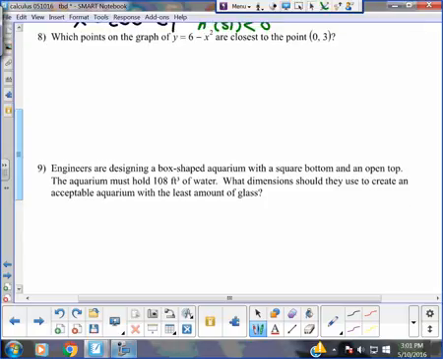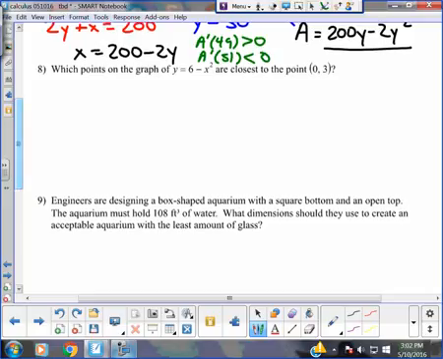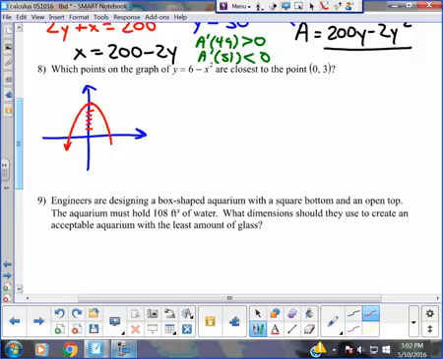Which points on the graph of y equals 6 minus x squared are closest to the point 0, 3? Does everybody see this is a flipped parabola shifted up 6? It's y equals negative x squared plus 6. So you don't need a graph. That said, I'm going to make a graph. 1, 2, 3, 4, 5, 6. Everybody, there's our parabola.